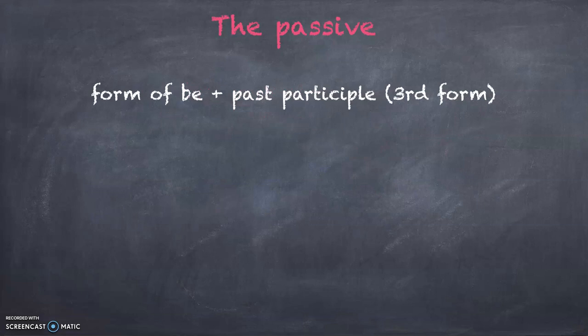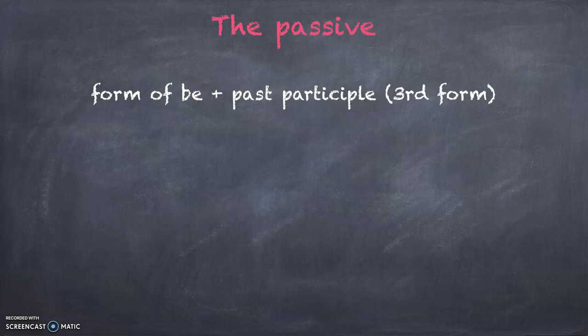When we make a sentence in the passive, we have to look at the verb. And the verb in passive is a form of be and the past participle. The form of be makes sure you are in the right tense. When you are in the simple present, the form of be is am, are, or is. When you are in the simple past, the form of be is was or were. When you are in the past perfect, it's had been.